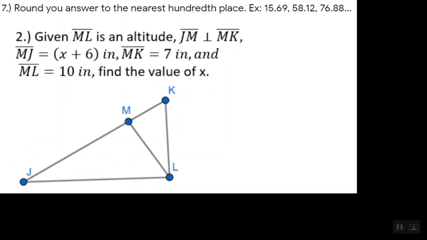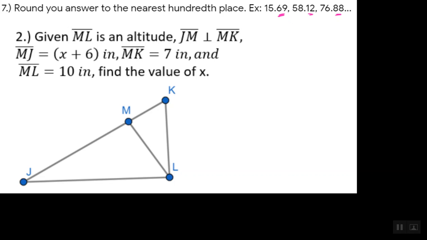Okay, welcome to problem 7. It says round your answer to the nearest 100th place, and we'll go over that in a second. But basically, if it rounds up to 0.69 or 0.12 or 0.88, just make sure you're going out 2 decimal places. Okay, problem 2.